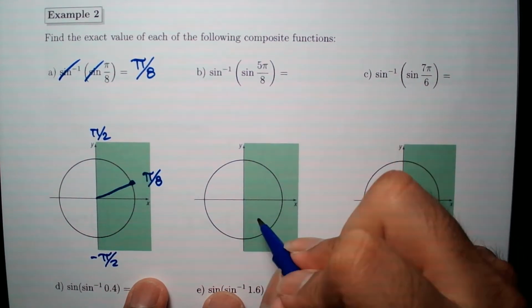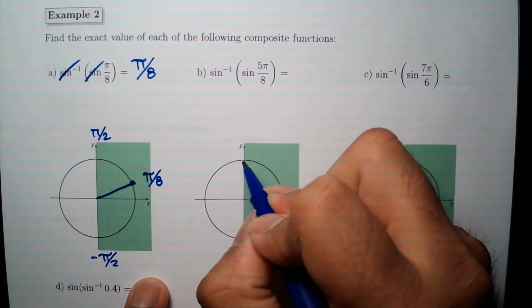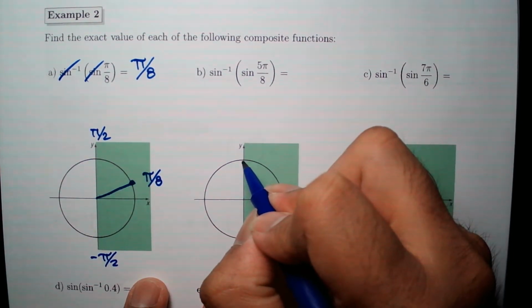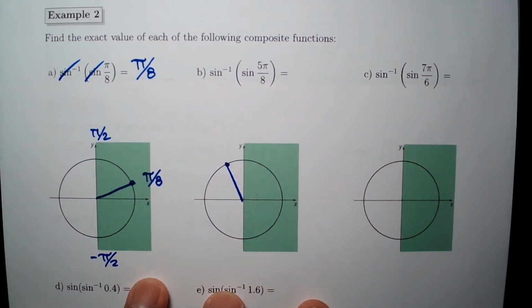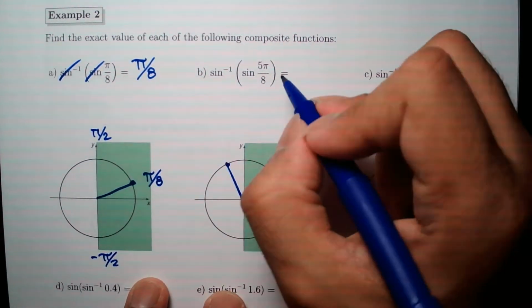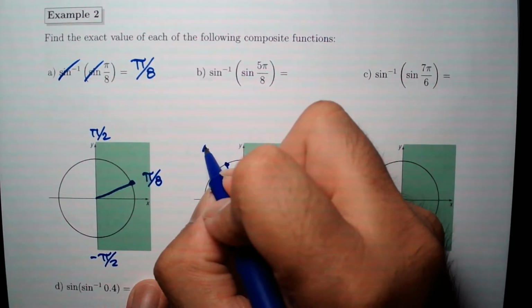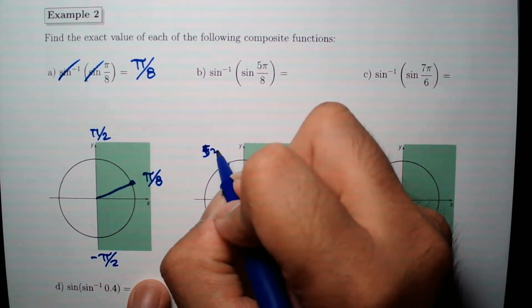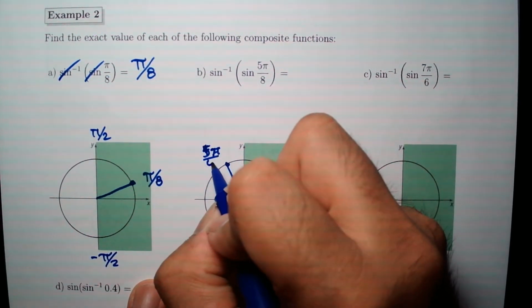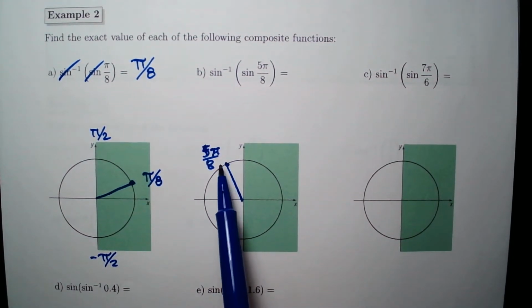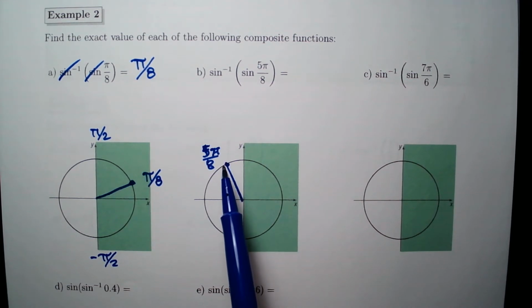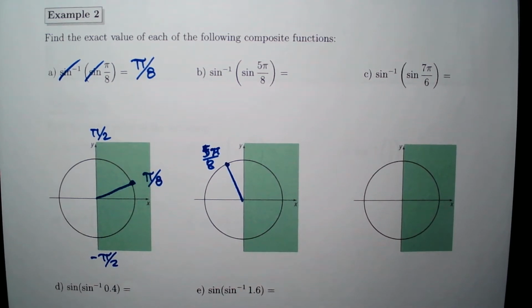5 pi over 8, well, that's past pi over 2, which is the same as 4 pi over 8. And 5 pi over 8 is somewhere here. We're in trouble here. We're in trouble big time. So why is this? Well, first of all, let me label this as 5 pi over 8. So in this case, we need to move this angle here in two potential positions.